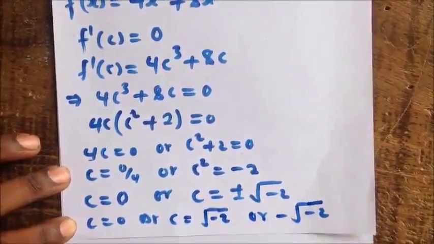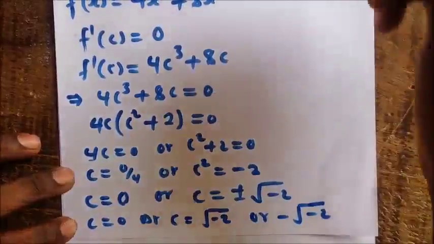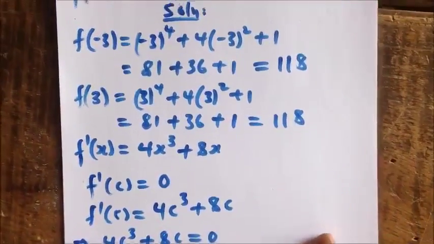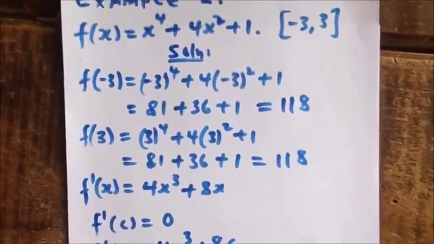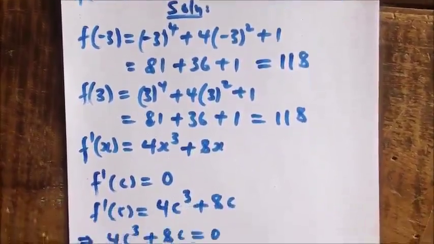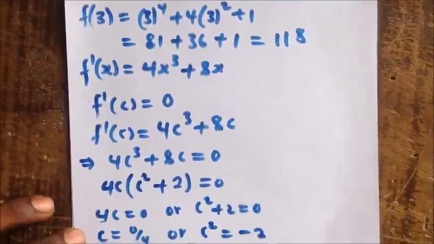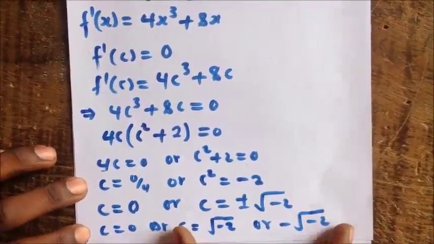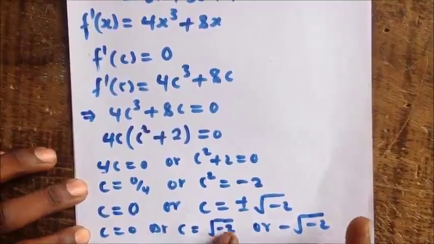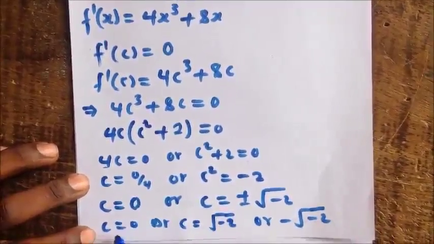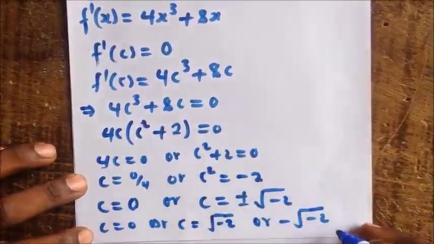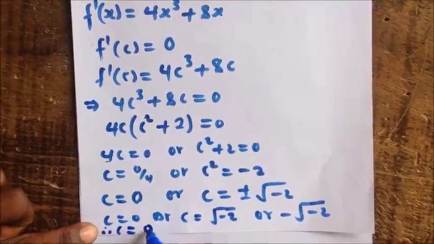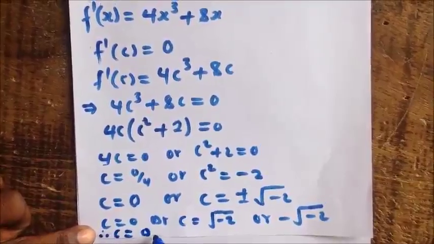We have 3 values for c now, but if you look at the interval, the interval is minus 3, 3, which is real numbers. But the square root of minus 2 is an imaginary number. Therefore, our c now is equal to 0, not these plus or minus square roots of negative 2. So therefore, our c is equal to 0. That's all.